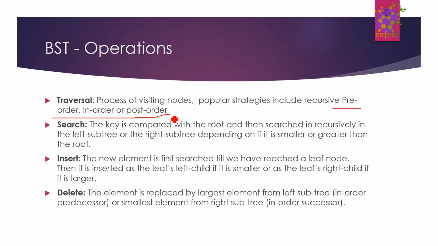And the last one is delete, which is a little complex to handle, but how this is done is we just replace the element by the largest element from the left subtree or the smallest element from the right subtree. We'll see each operation in detail, so we don't need to bother about it now. If you note, the in-order predecessor is nothing but the largest element in the left subtree, and the in-order successor is the smallest element in the right subtree. We will see this when we actually do the in-order traversal in a short time.